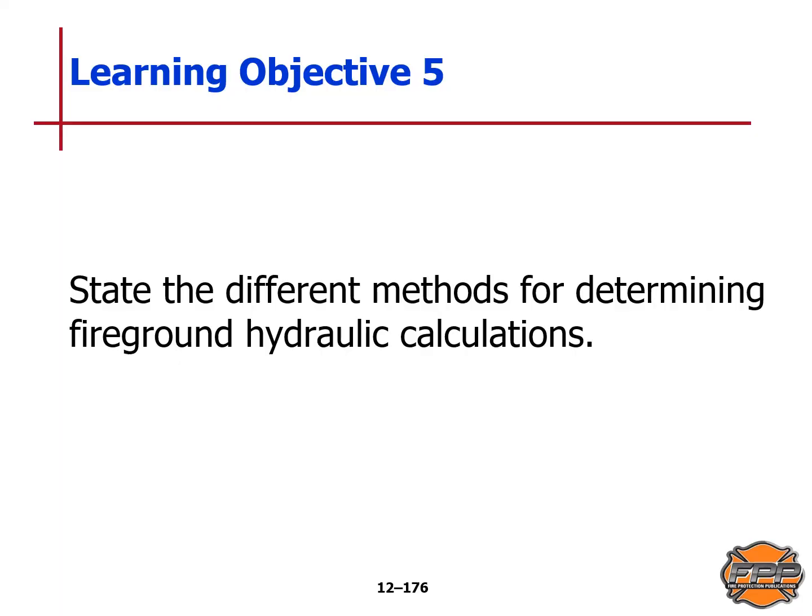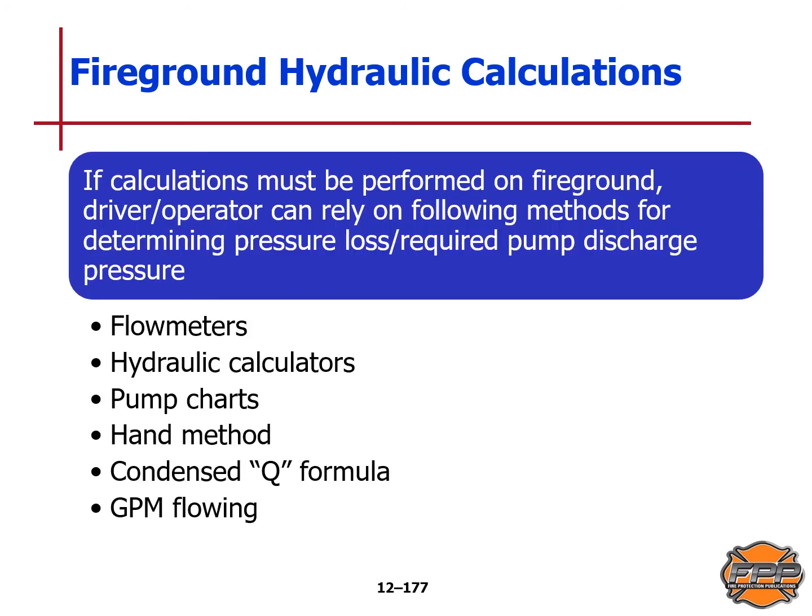For learning objective 5, we're going to state the different methods for determining fireground hydraulic calculations. If calculations must be performed on the fireground, the driver operator can rely on the following methods for determining pressure loss and required pump discharge pressure: flow meters, hydraulic calculators, pump charts, the hand method, condensed Q formula, and gallons per minute flowing.